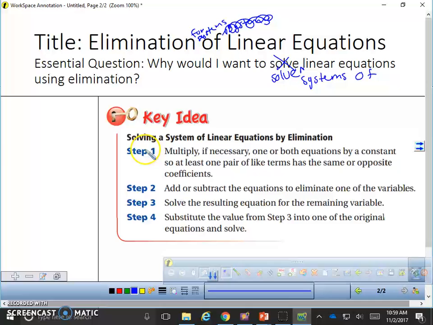Okay, the second step, if necessary, we do the first. The second step is add or subtract them horizontally; we're going to stack them to do that. Then we're going to solve for the remaining variable, so you only want to have one variable. And then your last step, substitute it in to get that last variable. So let's go ahead and get started with examples.